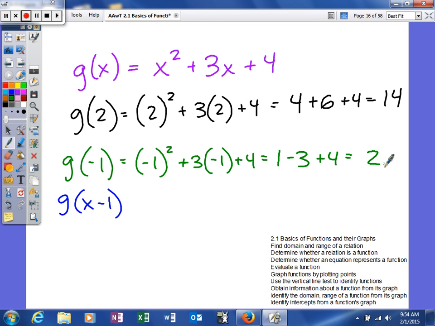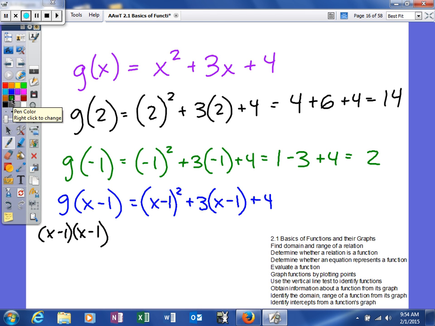Now the bottom one is a little bit more difficult. This time what we're doing is plugging a binomial in for x. Same concepts, just the algebra is going to be a little bit more difficult. So when I plug it in, again, I'm going to square it because that's what it tells me to do to x, multiply it by 3, and then add 4. Now, squaring a binomial, as you guys know, just a little sidebar here, you need to write it twice and multiply it by itself.